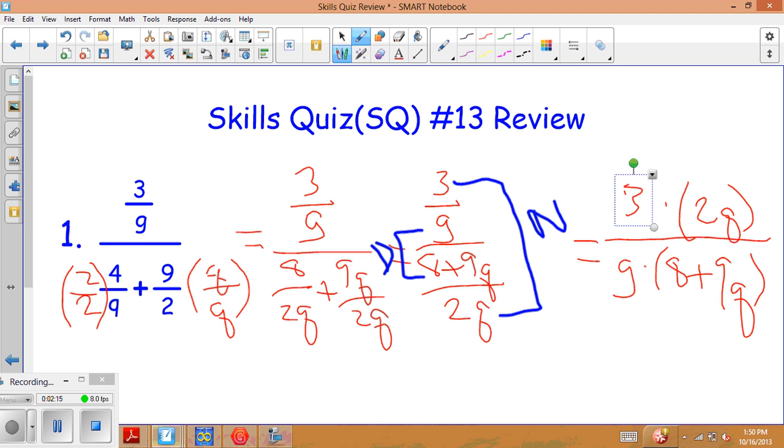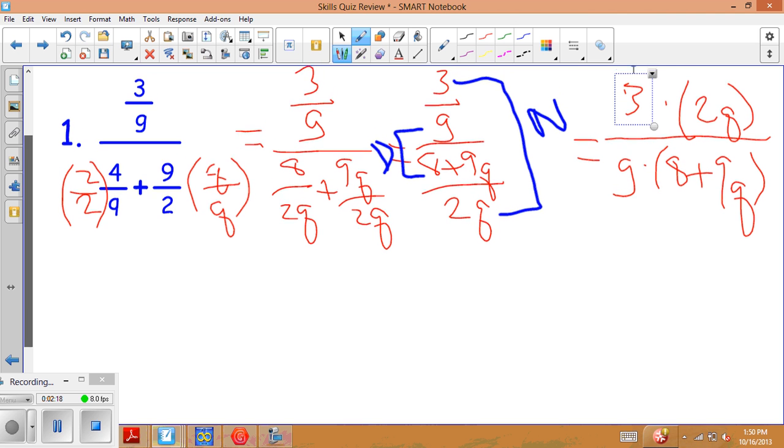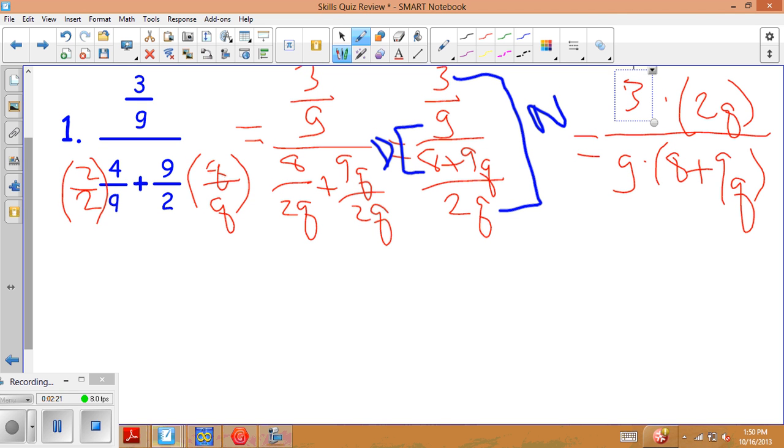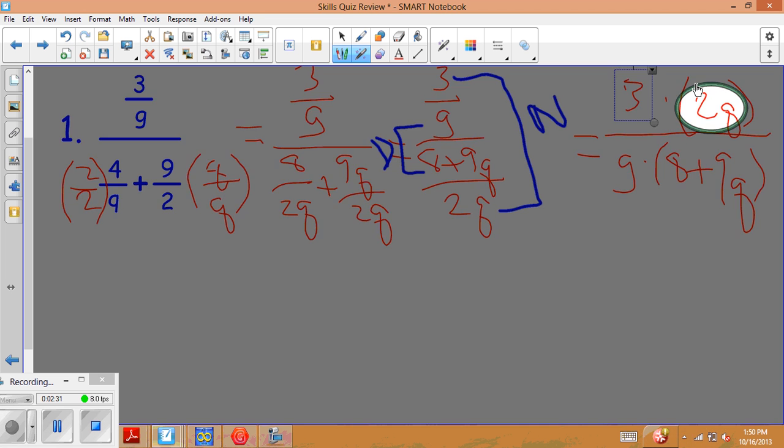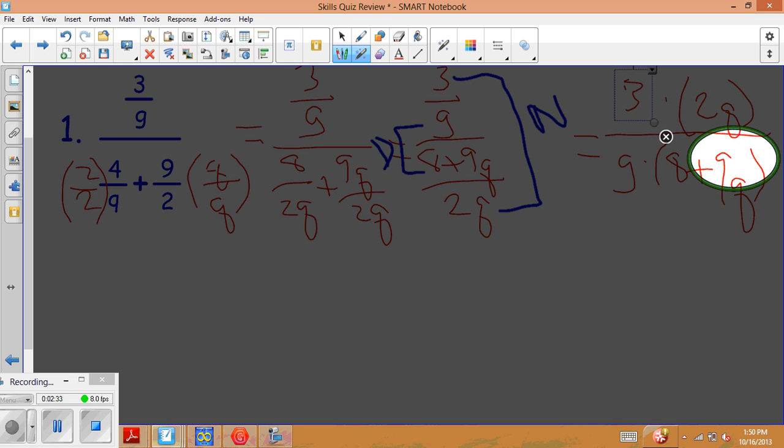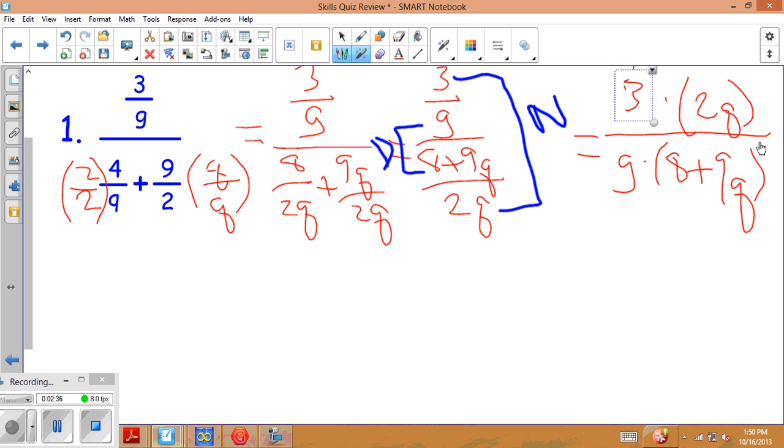Okay, I'm going to give myself some more space. The numerator there, 3 times, so first of all, before I look to multiply anything, I look for common denominators. I've got all of these things here. I've got a 3, I've got a 2q, I've got a g, I've got an 8 plus 9q, and none of them have common factors. One of them is just a variable, one of them is a number, one of them is a number and a variable, one of them is this big 8 plus 9q. There are no common factors here, so all we're going to do is multiply across.